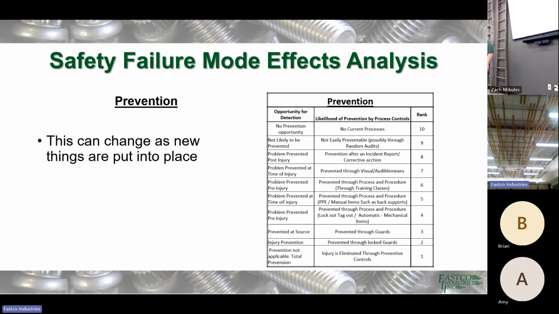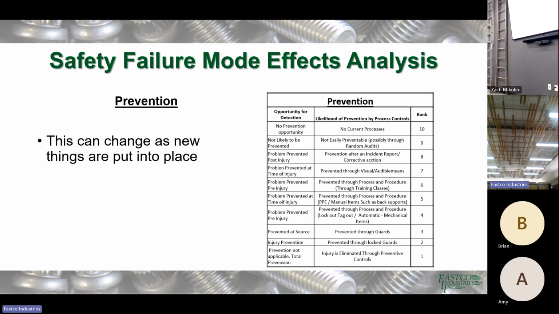That would be like, hey, watch out for that box. Or, oh, I see this trip hazard here. You can only prevent it because you see it. Problem prevented post-injury. This would be anything that comes up after an injury happens. Oh, we never knew that was an injury until someone actually did it. Then before we get into the 9, where it's not easily preventable, possibly you might prevent it, we discover it in maybe a random audit. Oh, we never thought of that. All the way up to there's no way to prevent it. It's going to happen.